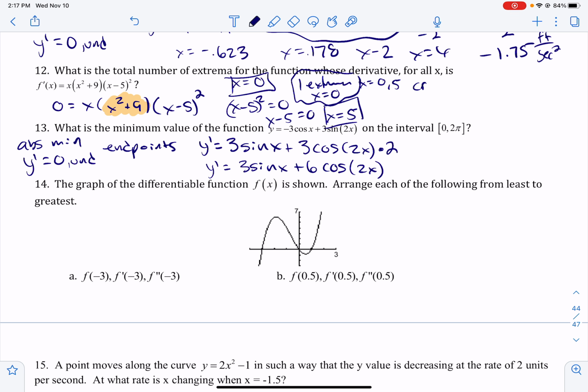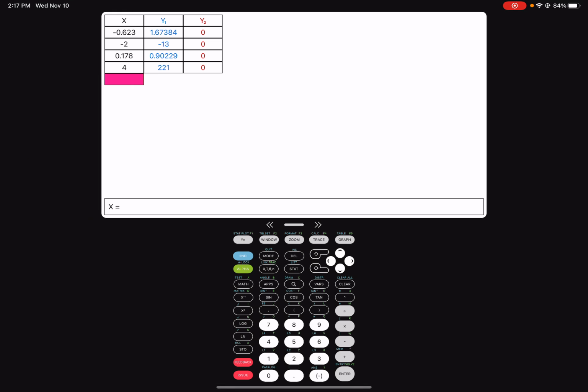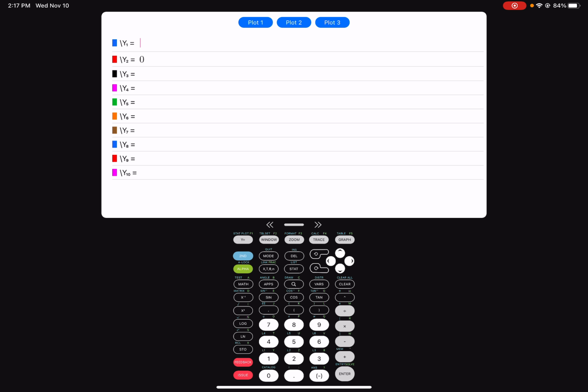So now that I have my derivative, it's not going to be undefined anywhere, but I do want to know where that equals 0. And I already know my endpoints, so I'll check them after. So let's find out where this equals 0. And to do that, I'm going to go to my calculator. I'm going to go to y equals, and I am going to plug in my derivative. So 3 sine of regular x, and then I'm going to add 6 cosine of 2x.